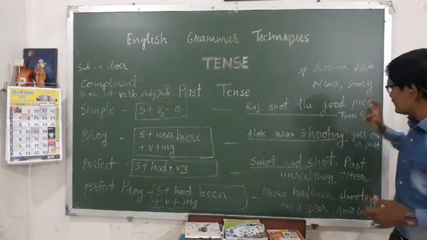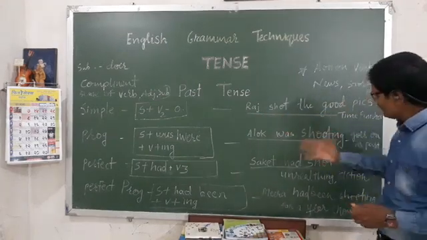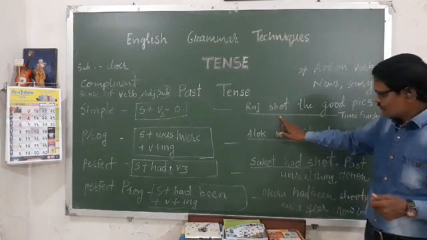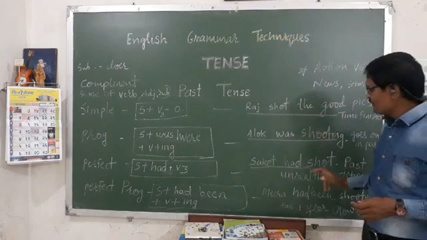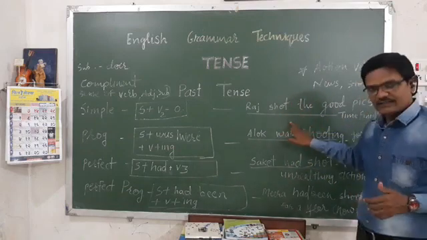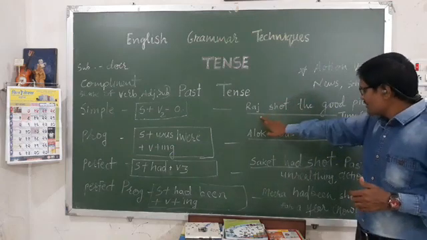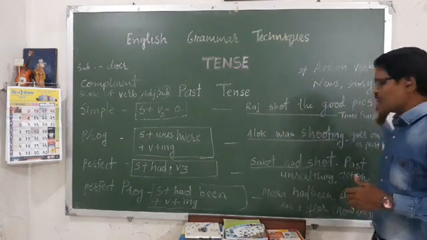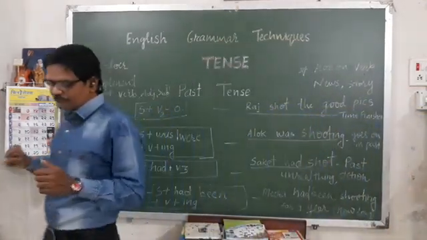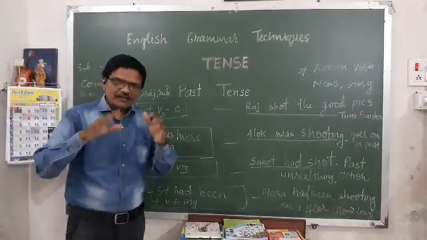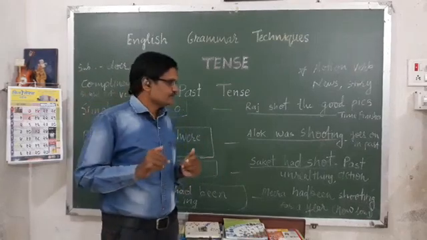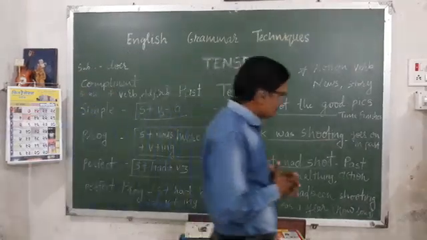Raj shoot the good pics. So shoot is the main verb, but here what I used is the past tense form, so one must do the correction over here. Shoot, shot. Shot is a past tense form. Raj shot the good pics. Similarly, one can say Raj wrote a very nice essay. Wrote, written.